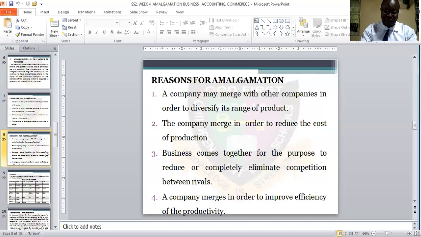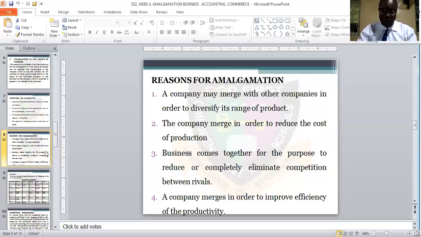Then the companies merge in order to reduce the cost of production. When both companies merge together, the cost they are going to incur for producing the particular product or commodity will be greatly reduced.